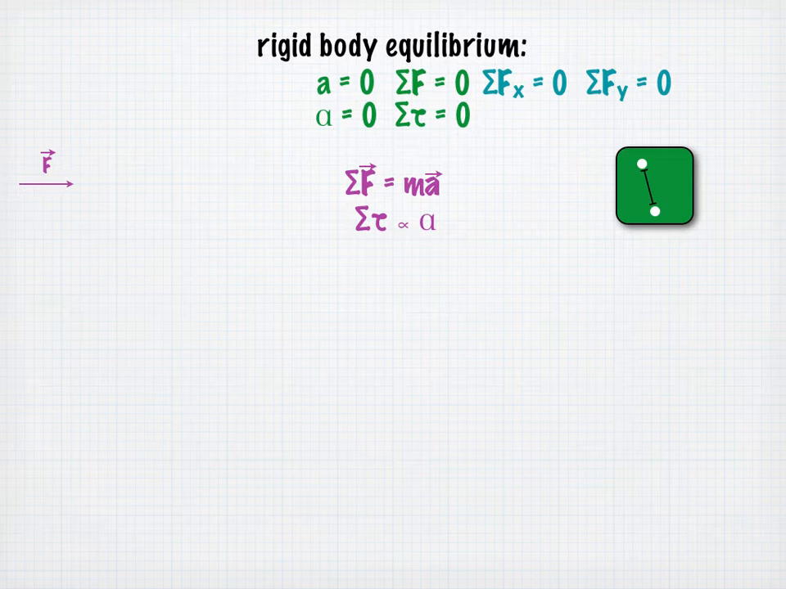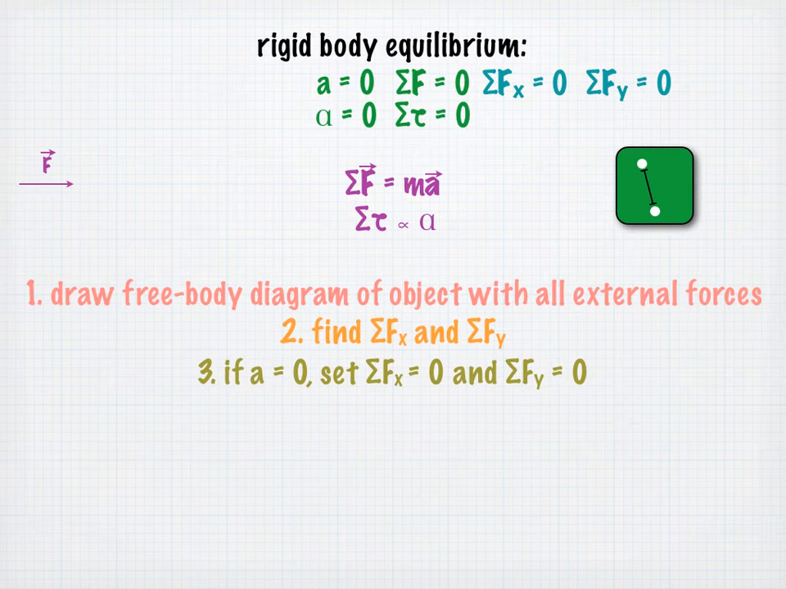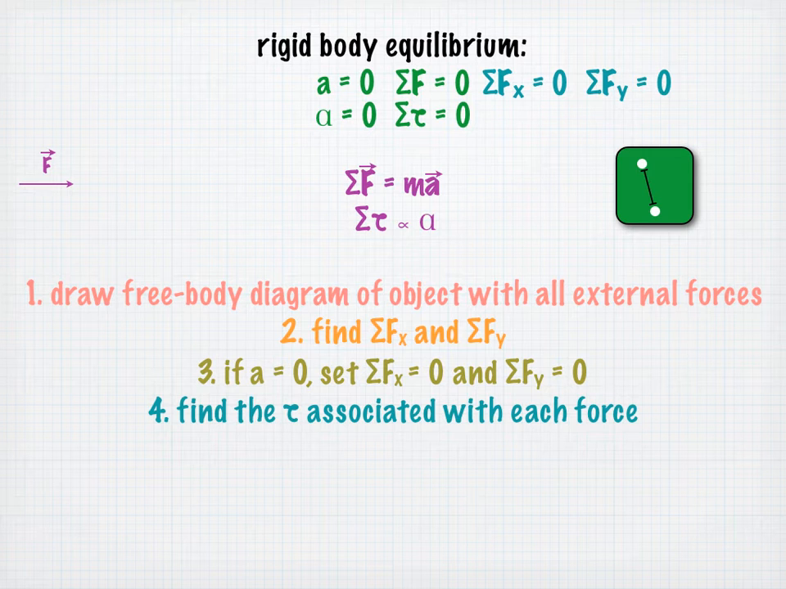When working problems with forces and torques, you want to know if you can apply equilibrium conditions to the problem. To find out, first draw a free body diagram of the object in question, showing all external forces acting on the body. Next, find the net x direction force and the net y direction force. Then, if the translational acceleration is equal to 0, you can set the x and y direction net forces equal to 0.